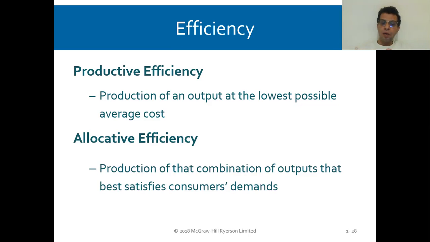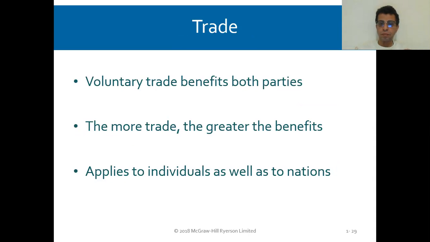Now, allocative efficiencies: production of that combination of output that satisfies consumer demand. We will be talking more about allocative efficiencies at the end of this chapter. So why do we trade? One of the reasons is allocative efficiency.